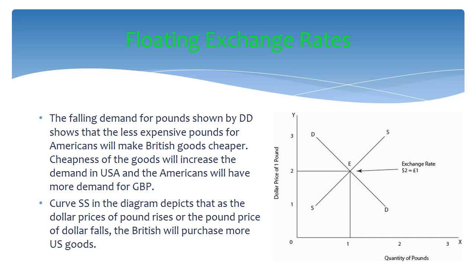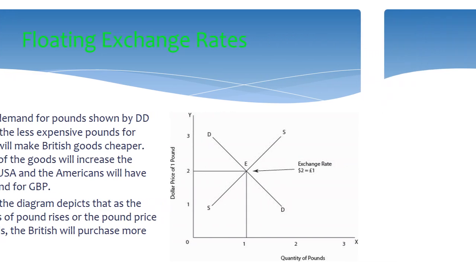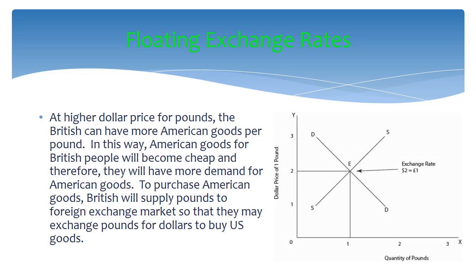Curve SS in the diagram depicts that as the dollar price of pound rises or the pound price of dollar falls, the British will purchase more US goods. At higher dollar price for pounds, the British can have more American goods per pound. In this way, American goods for British people will become cheap and therefore, they will have more demand for American goods.